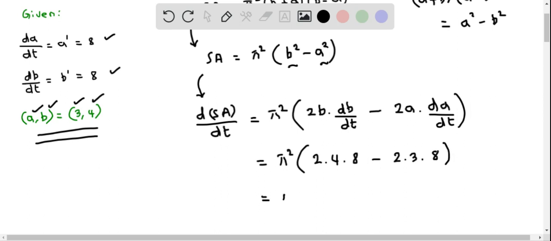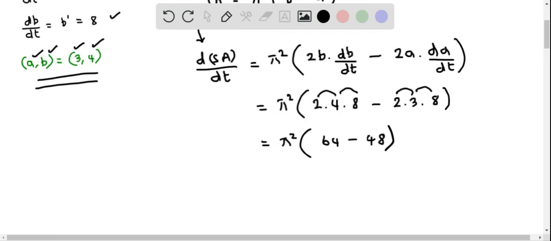So let's calculate this. This is pi squared times (2 times 4 is 8, 8 times 8 is 64, minus 2 times 3 is 6, 6 times 8 is 48). And so this gives 64 minus 48, and that is 16. So we can write this as 16 pi squared.